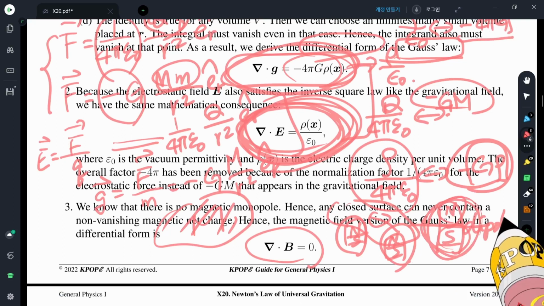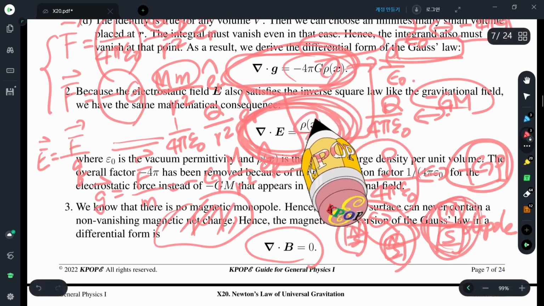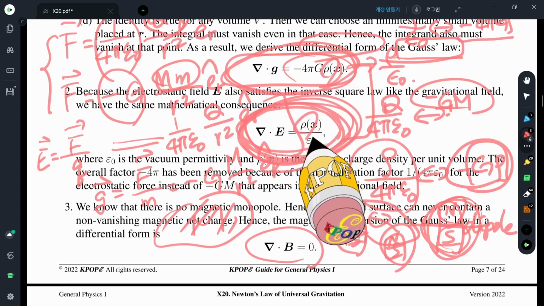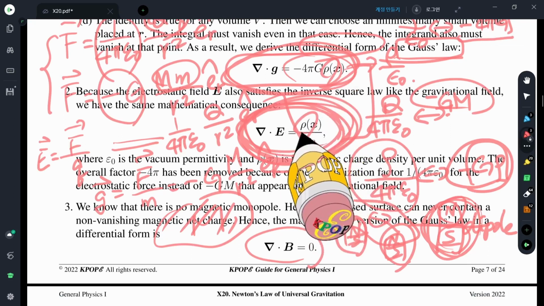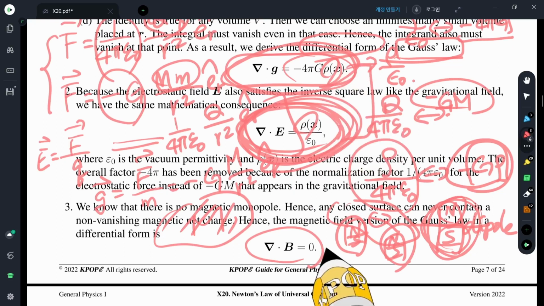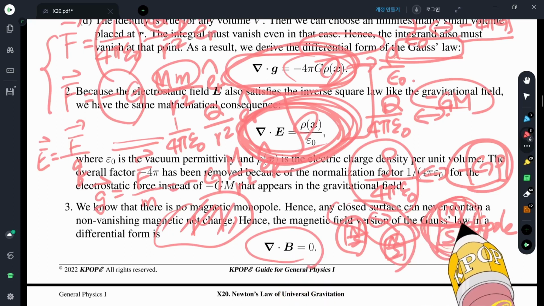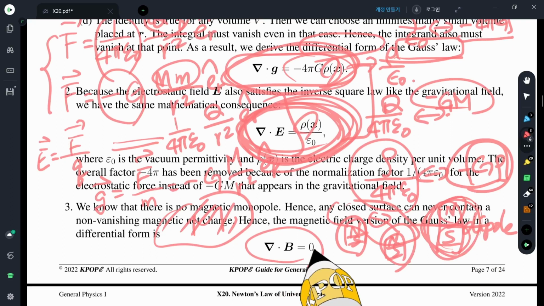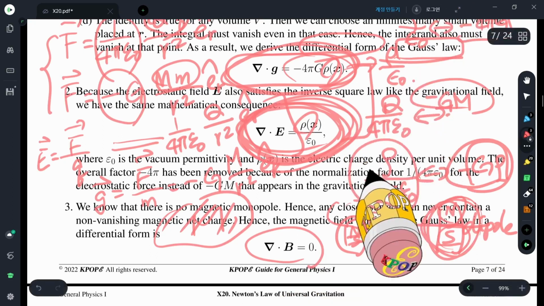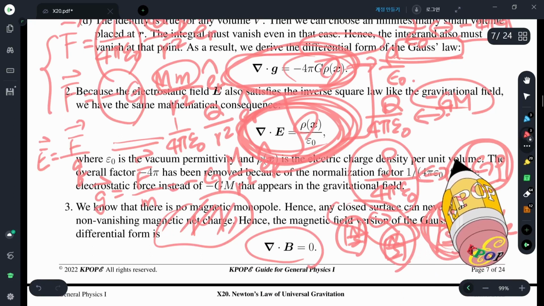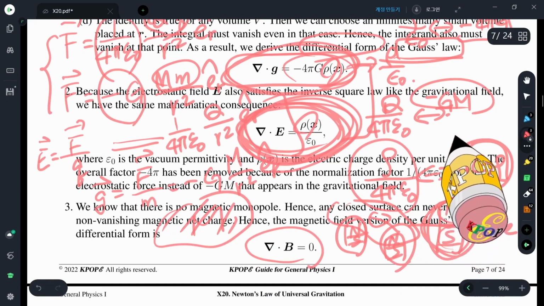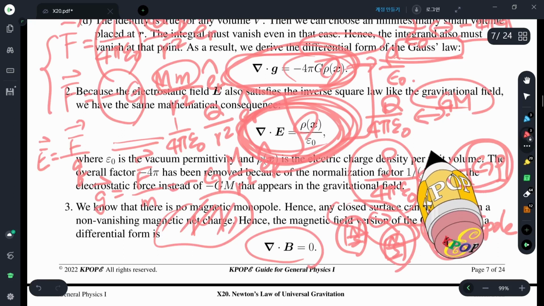That's the reason why, if one integrates the density over a space, it becomes a charge, or it becomes a mass. The magnetic net charge does not exist. So hence the differential form of the magnetic field's Gauss law vanishes. This is the realization of the non-existence of the magnetic monopole in nature.